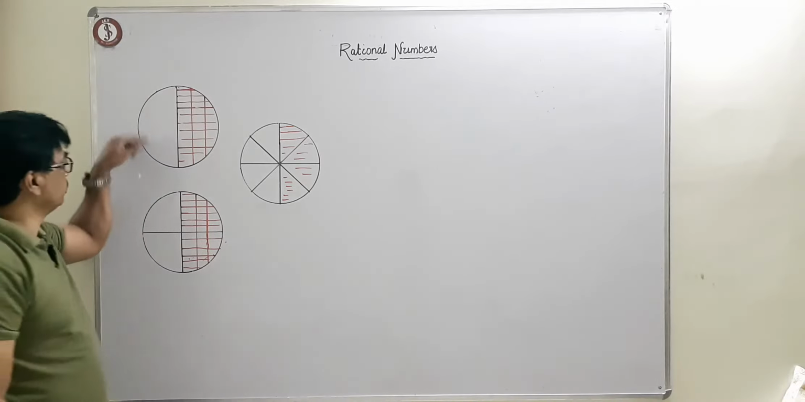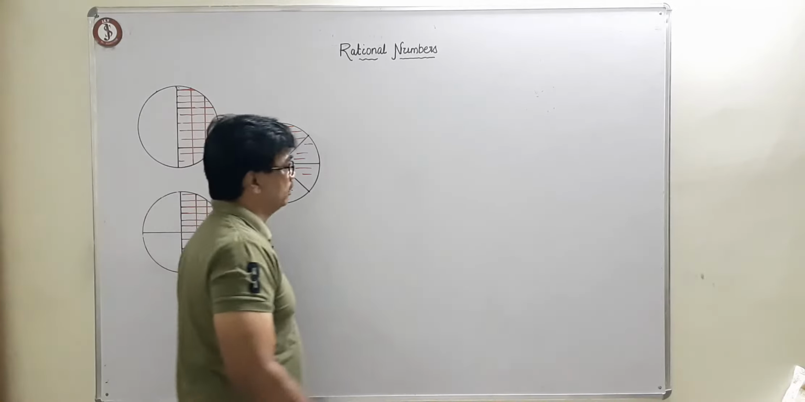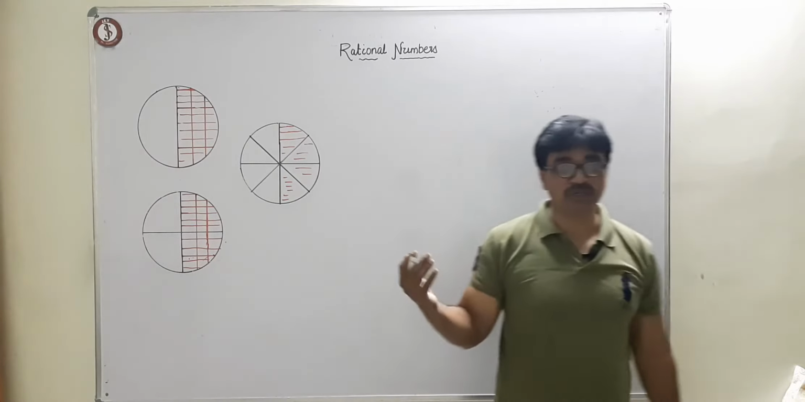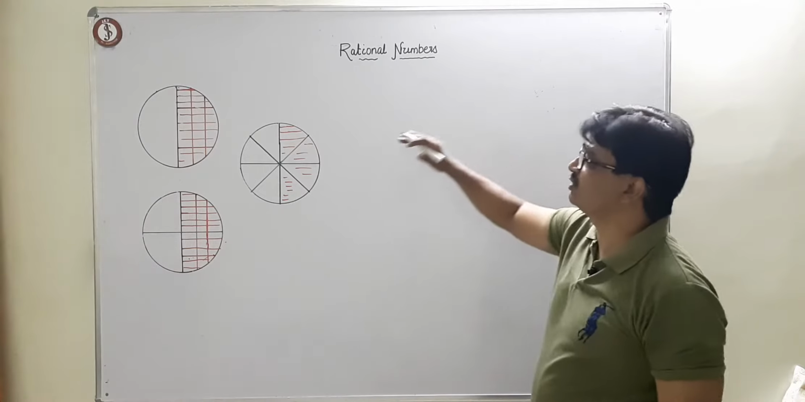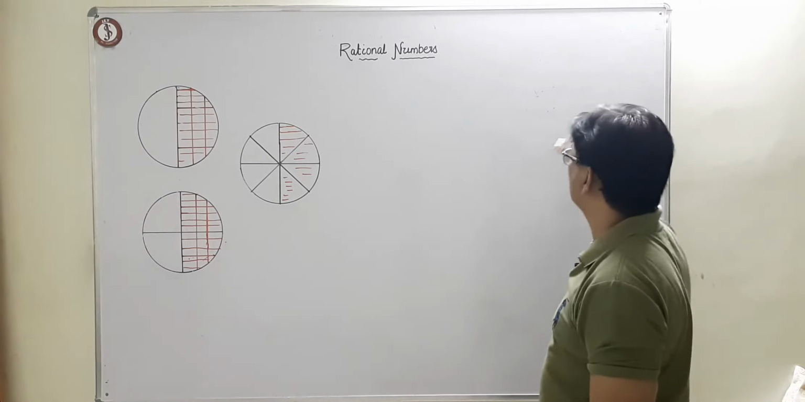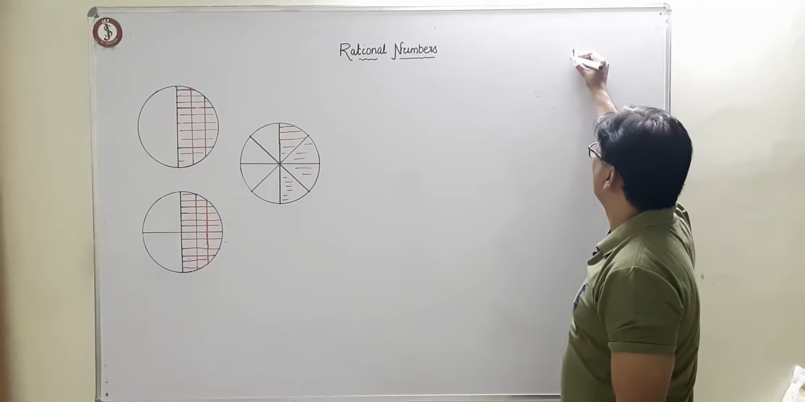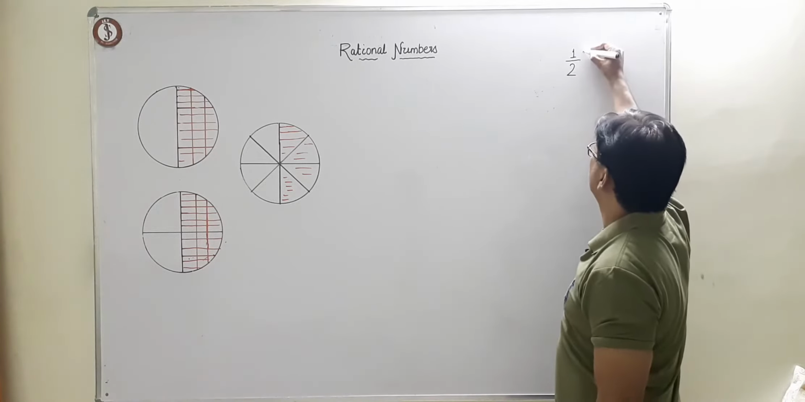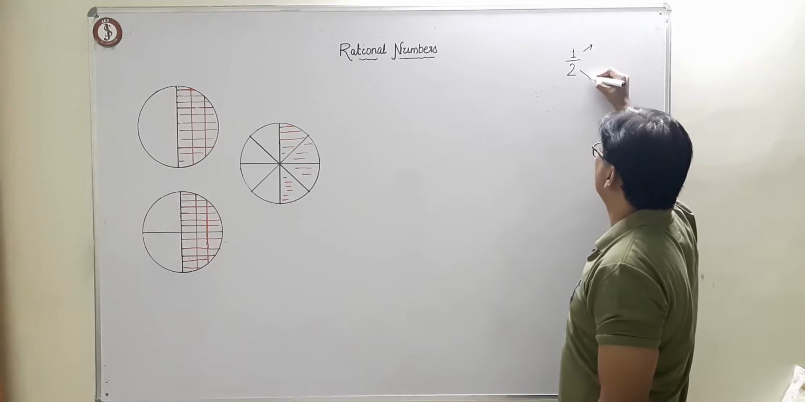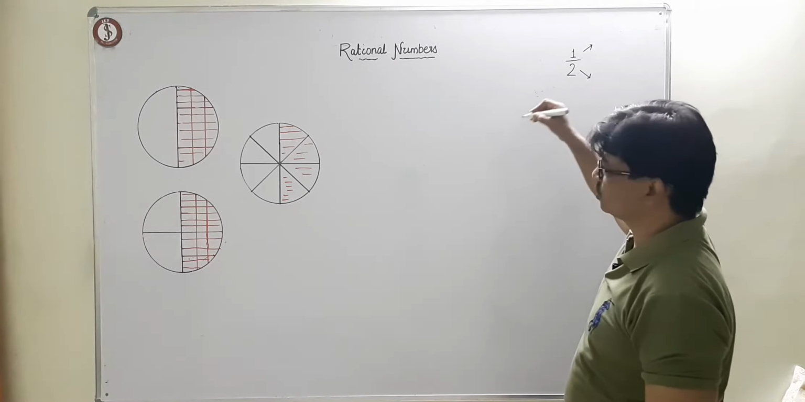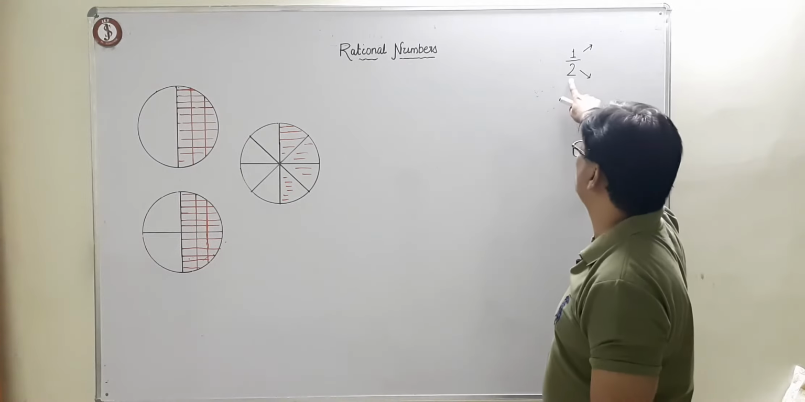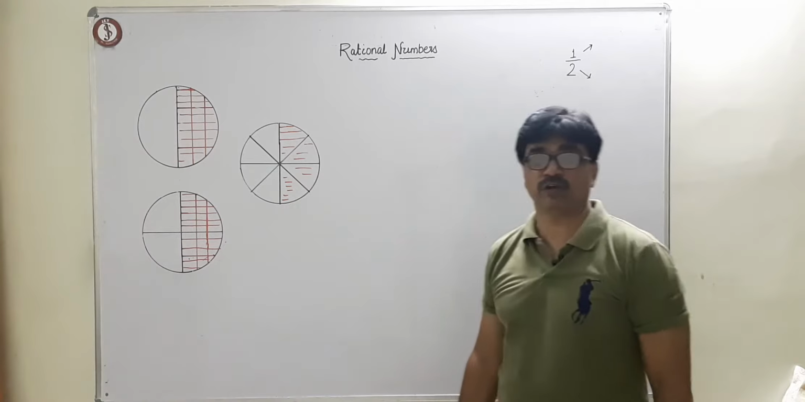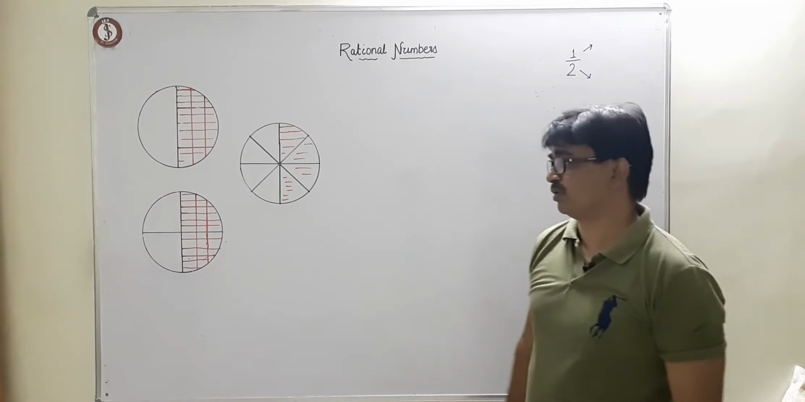Okay, so this is the whole thing, and suppose this is a bread piece, very nicely made, and you have to eat the shaded portion. So how do we write? 1 out of the 2 equal parts. This is the numerator and this is the denominator. So a whole thing has been cut into 2 equal parts and your share is 1 part. That is what a fraction is. That is very, very important.